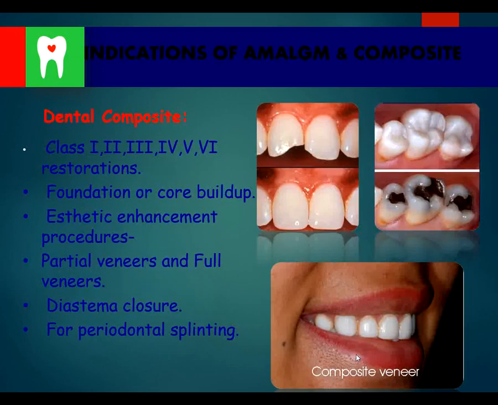And composite fillings are indicated when there is any class 1, 2, 3, 4, 5, 6 cavity, foundation or core buildup has to be done. Aesthetic enhancement procedures have to be done. Partial veneers and full veneers are required. Diastema closure for periodontal splinting.